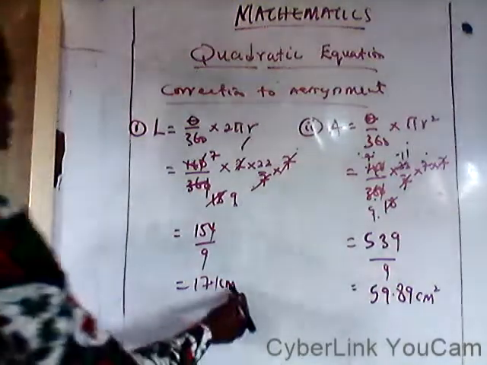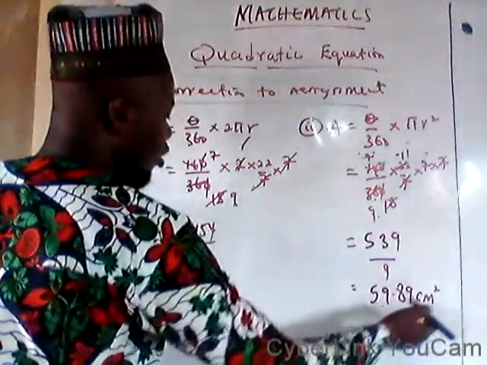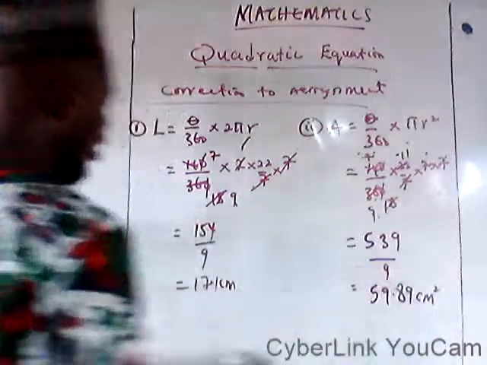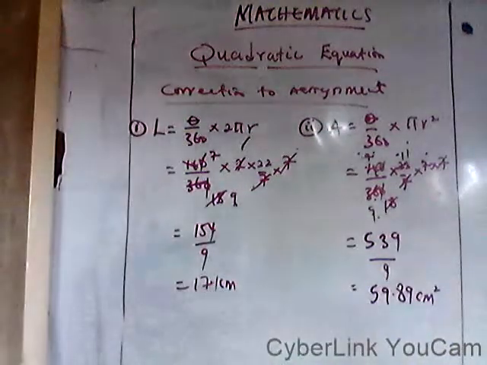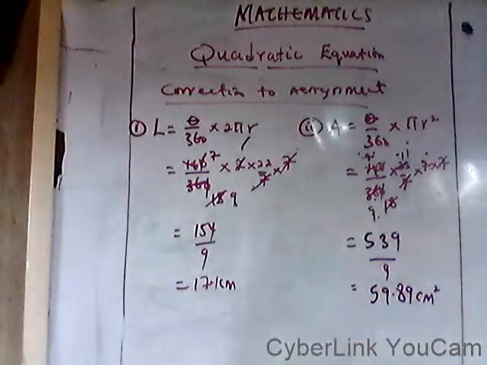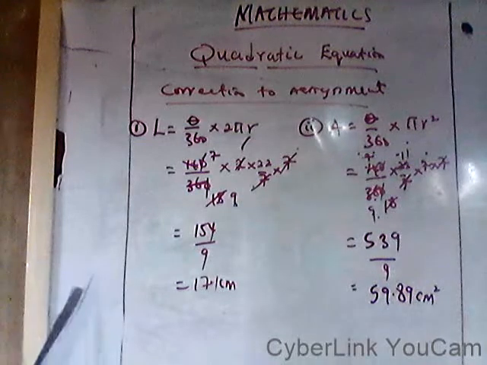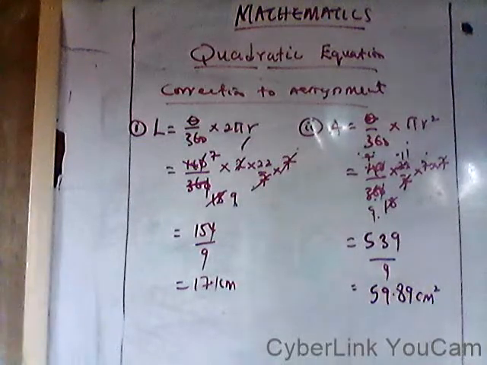Why is this one centimeter and why is this one centimeter square? This one has to do with area, and this one is the length of an arc. So area is always in square units. So that is for question 1.